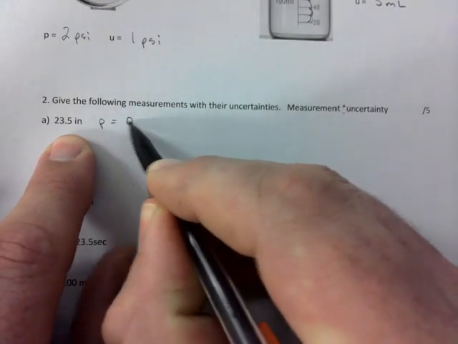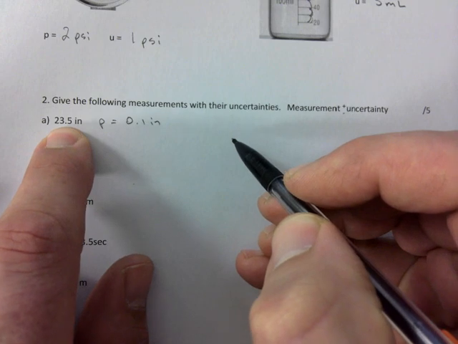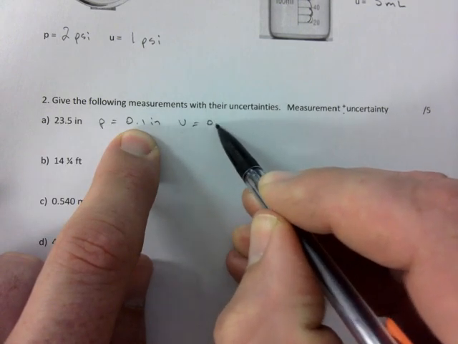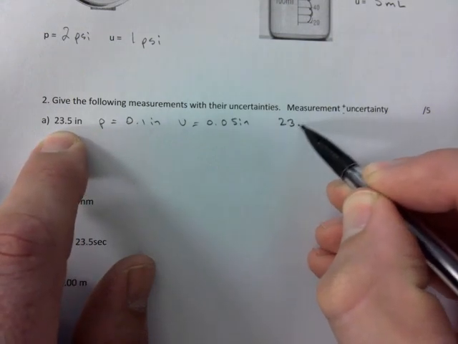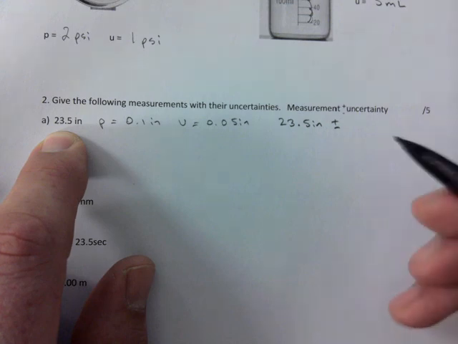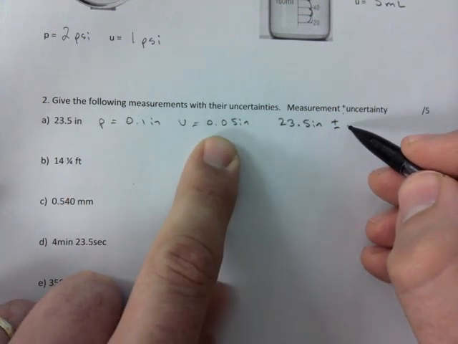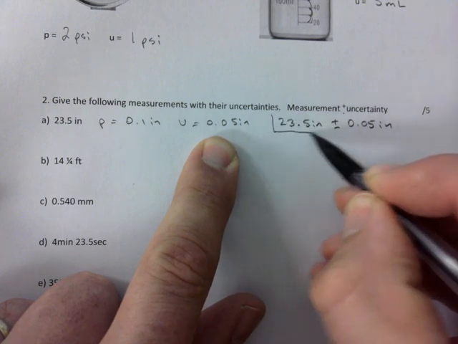Precision is 0.1 of an inch, sorry, 0.5 is what we go by. So the uncertainty is 0.05 of an inch. So the measurement with its uncertainty, you need to state it like this to get full marks, okay? Plus or minus 0.05 of an inch. This is what I'm after.